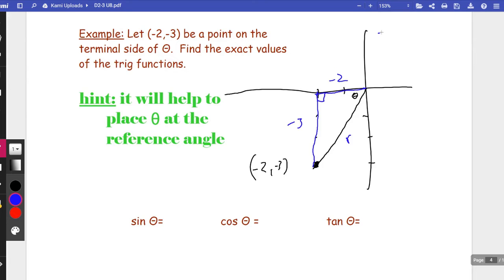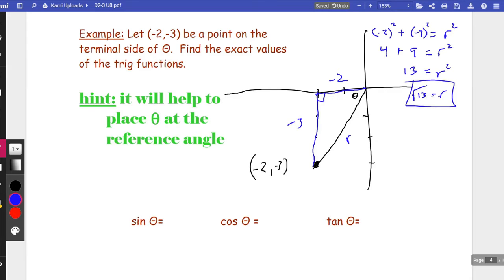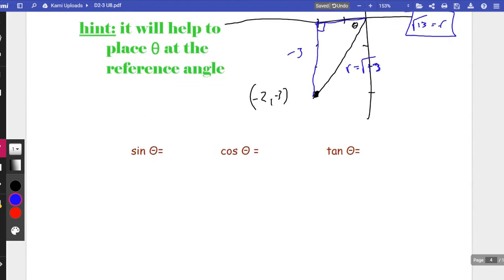Here's what we get. Negative 2 squared plus negative 3 squared equals r squared. This becomes positive. Negative times negative. Negative 3 squared is a positive 9. So this is now 13, gross. And r will be simply square root 13. Okay, so what this means is now we have everything we need in order to just set up each fraction for sine, cosine, and tangent of theta.